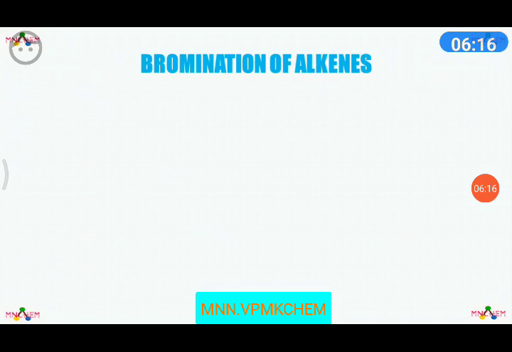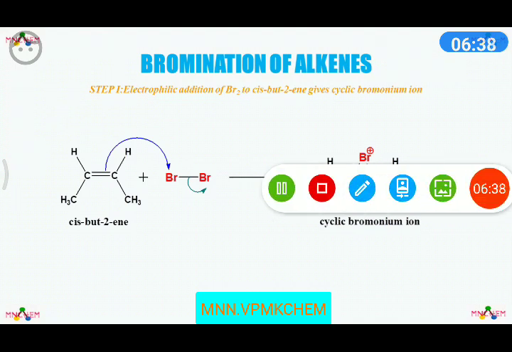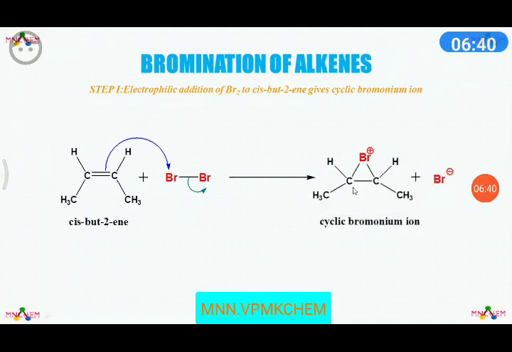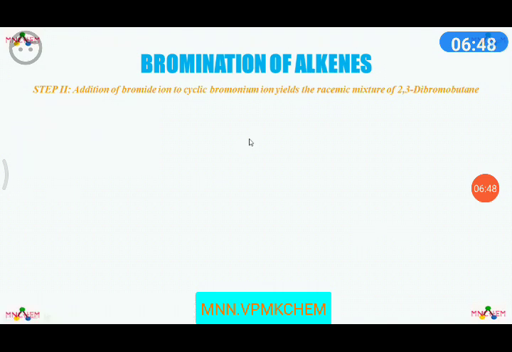For example, if I take cis-2-butene and do the electrophilic addition of bromine to it, in step 1, cis-2-butene adds to the bromine and gives a cyclic bromonium ion as represented in this reaction. In the second step, the addition of bromide ion to the cyclic bromonium ion yields the racemic mixture of 2,3-dibromobutane.